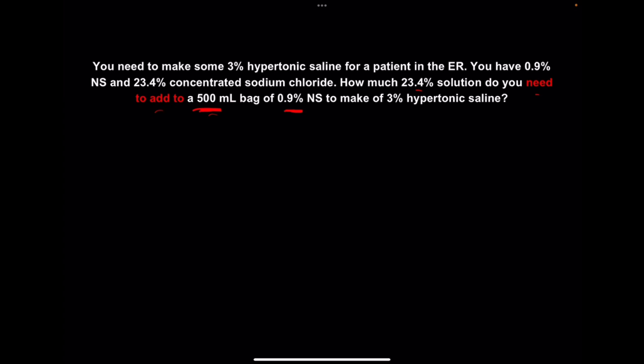So in that case, we don't know our final volume. It could be 520 mils, it could be 570 mils. We don't know what that final concentration is. And so this is how we figure out how we can make that 3% hypertonic saline from a volume of unknown, or we don't know the final volume.